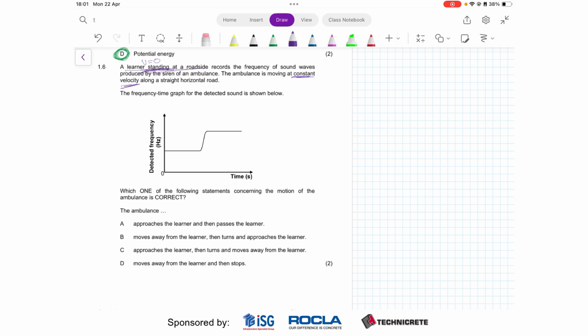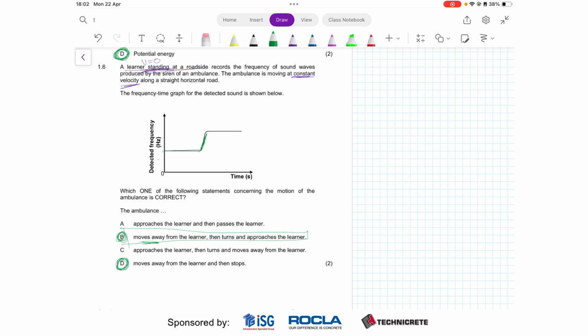So here, this is a Doppler effect question, okay? And your answer is going to be either B or D. Okay, let's look at the first case. If the ambulance is moving away from the learner, it means that the frequency that is heard by the learner is going to be less. Now if the ambulance is going to turn, the frequency is also going to change. The frequency observed by the learner is also going to change. So that is what we experience here.